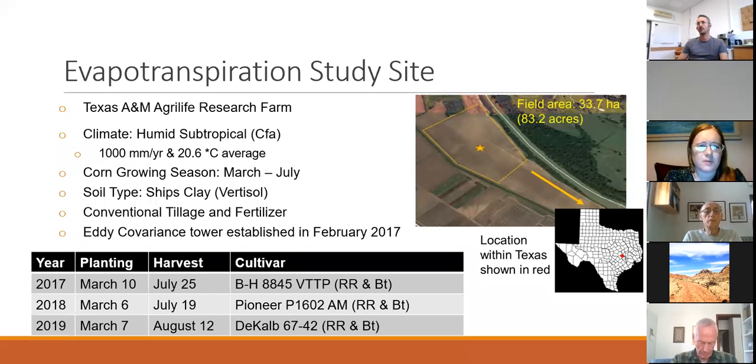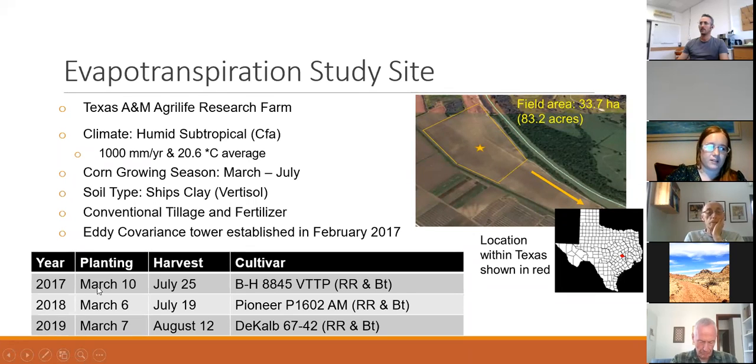So the climate is humid subtropical. We get about 1,000 millimeters of rain a year with an average temperature of about 20 degrees Celsius. The typical growing season for corn in this area of Texas is March through July. The soils at the location are vertisols. And this site is conventionally managed with traditional tillage and fertilizer practices. The eddy covariance tower was established in 2017.